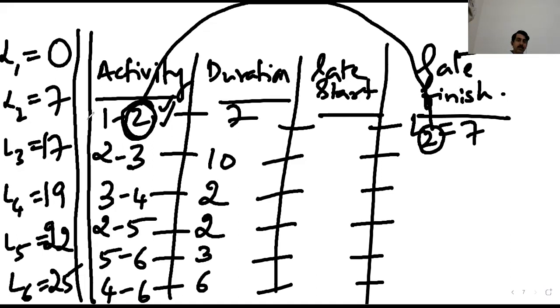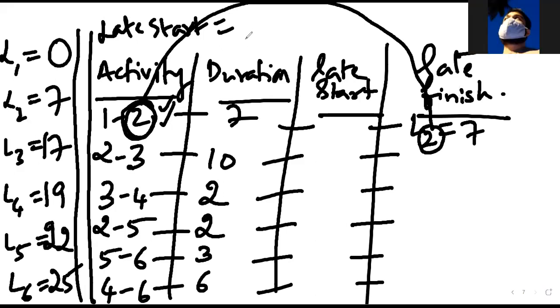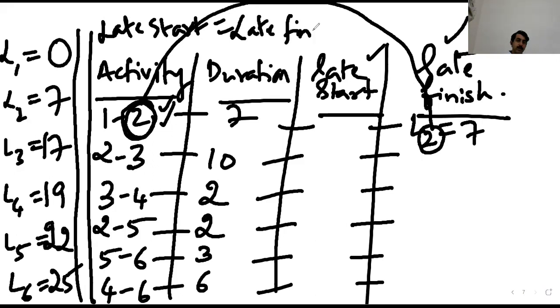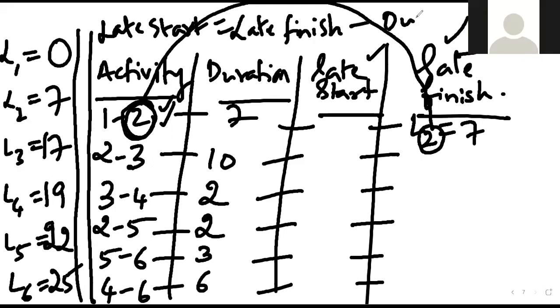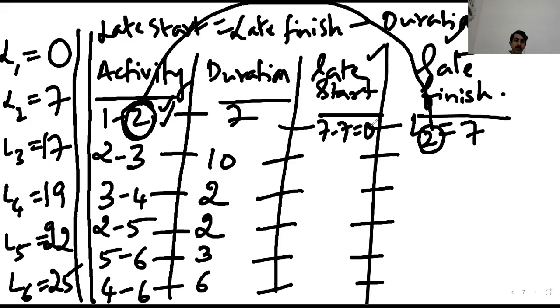And once the late finish is determined, can you tell me how to determine the late start? Late finish is determined, so what should be the late start? Late finish minus duration. Correct. That should be equal to 0. Why? Because 7 minus 7 is 0.